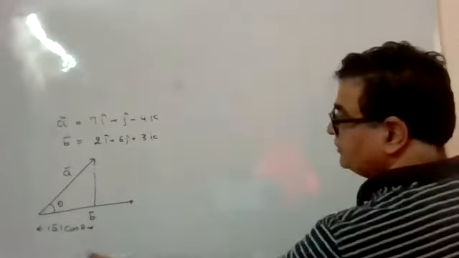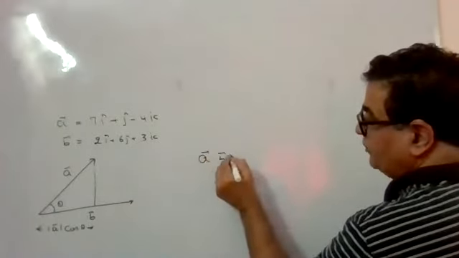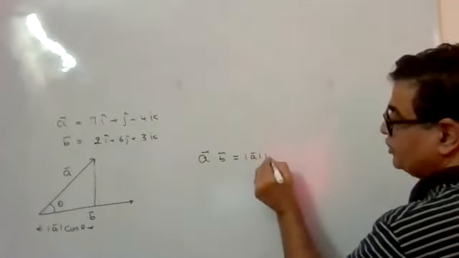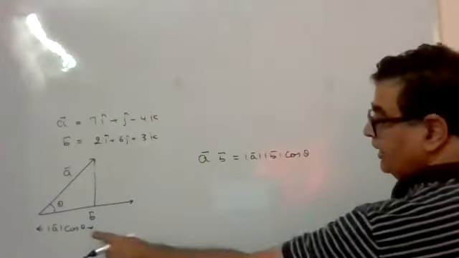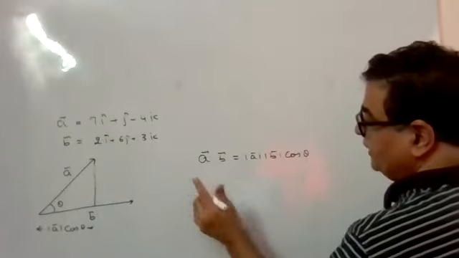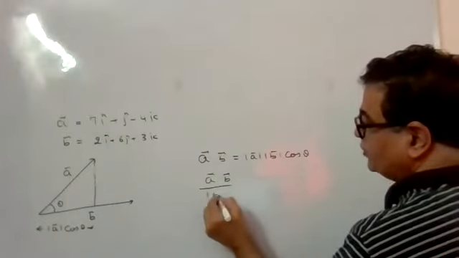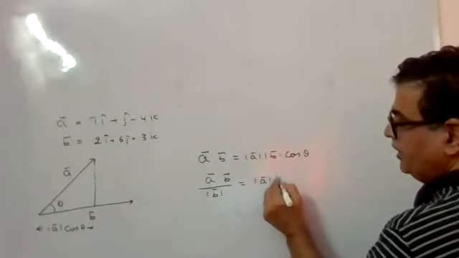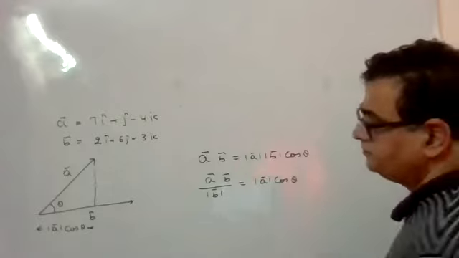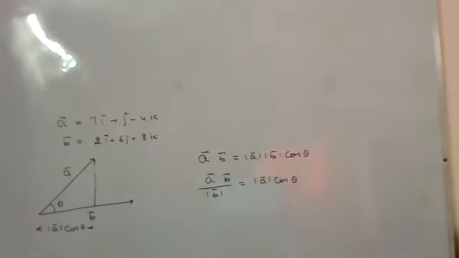So if you want A cos theta to be calculated, what is the formula? A dot B we have done as magnitude A, magnitude B cos theta. A cos theta we want, so B will take this side. So it will come A dot B by magnitude of B. That is magnitude of A cos theta. This is called projection of A on B.